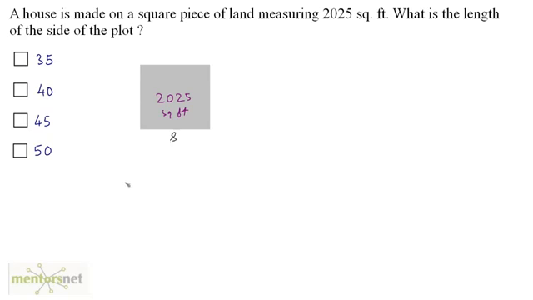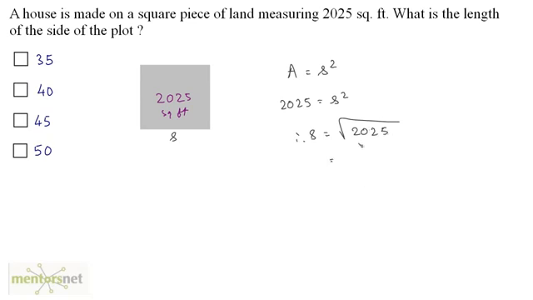So let the side be S. Now what is the formula for calculating the area of a square? Well, area of a square is equal to side square, right? So area 2025 is equal to side square. Therefore, the length of the side will be equal to the square root of 2025.